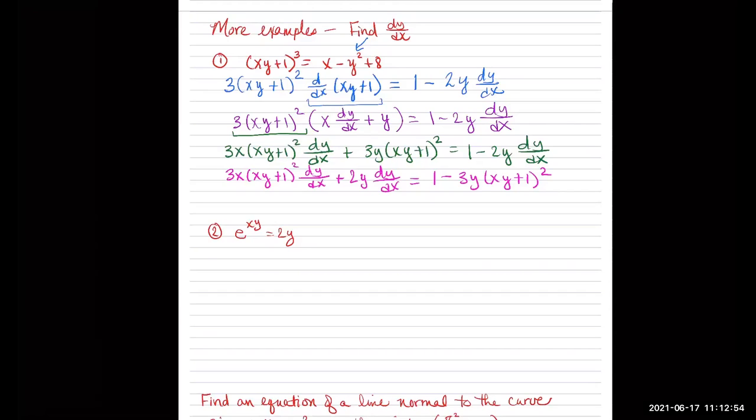Exactly, Jamie. Once you get all of the dy/dx's on one side, the next step is to factor out the dy/dx. And then you will be able to divide on both sides to isolate dy/dx.